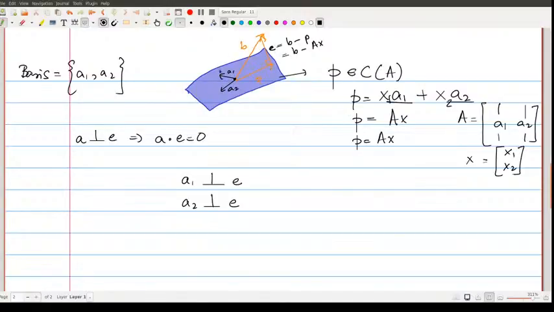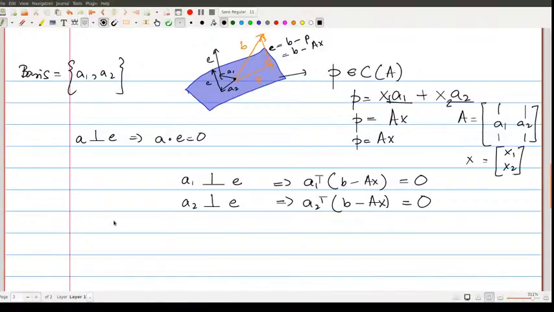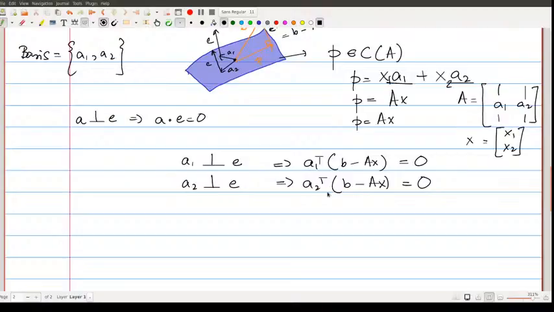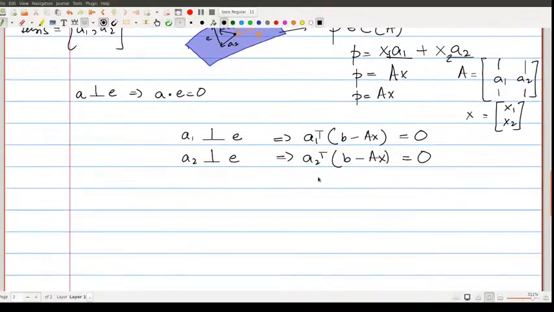So this E vector, if you put it here, you can notice that it is perpendicular to A1. If you put it here, you can see that it is perpendicular to A2, right? And so how do we write these two equations down? Well, the first one is A1 transpose times E, which is B minus AX, and that gives me 0. And A2 transpose times B minus AX is equal to 0, right? You can start to see how this is going to turn into a matrix equation.